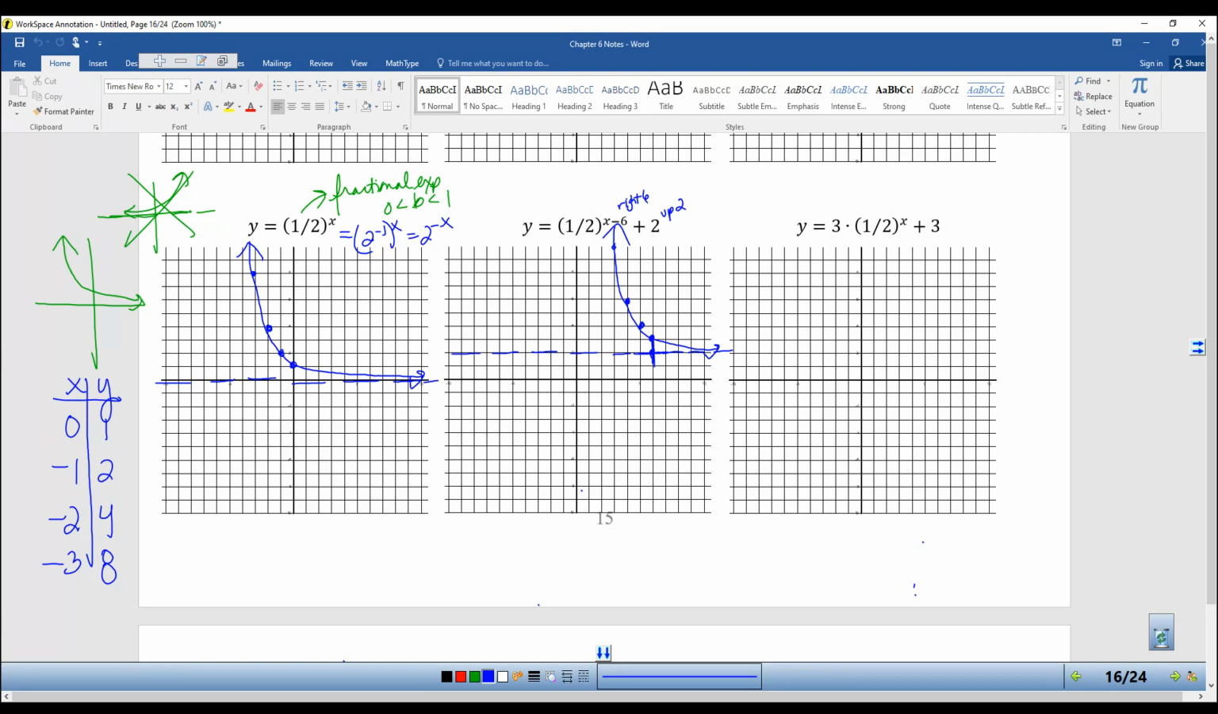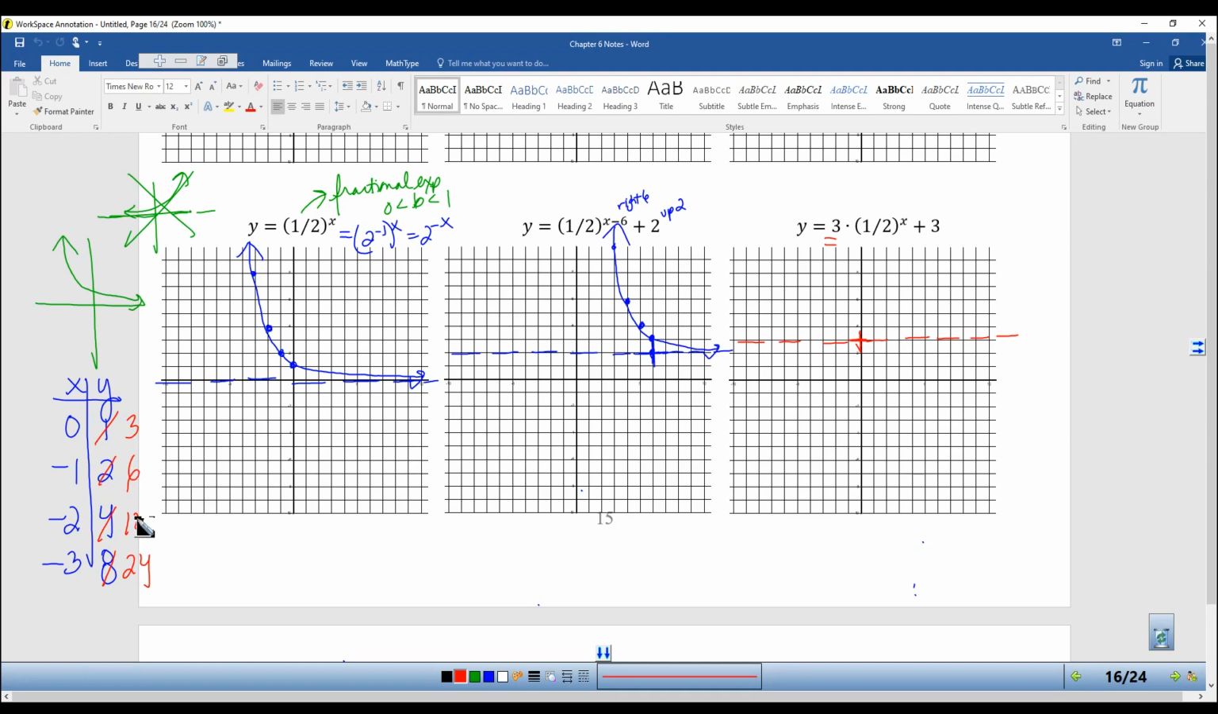And finally, I see a 3 in front. That changes everything. So I'm going to take all these y values and multiply by 3. And of course, I'm not going to do that last one of 24. And I'm going to move it up 3. So it hasn't gone left or right. It's just x there, not x plus or minus anything. So I go up, which does move the asymptote.